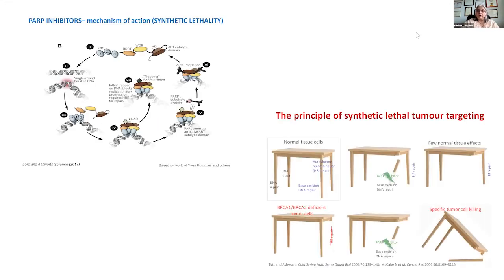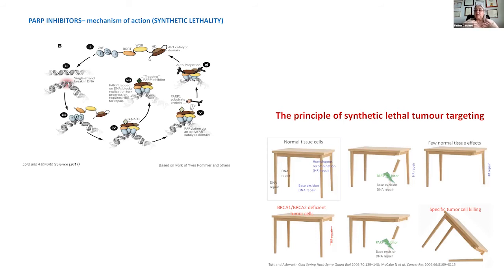Now, moving to the other type of targeted agent, this is the PARP inhibitor. So let me try to explain. PARP is a protein that is involved in the mechanism to repair our DNA. So don't look at the upper part of the figure. Let's focus on the lower part, on the right part of the slide.